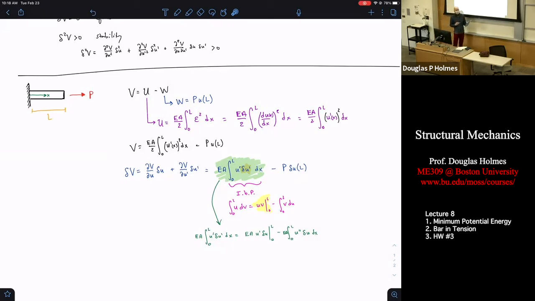The result of the integration by parts, which is the term we're integrating by parts, should just be equal to EA times u prime times du, evaluated between 0 and L. And we subtract off from that EA times the integral of, we have a du here, which means we have a second derivative of u times my virtual displacement u. I'm going to pause here to let you ask some questions, hopefully.